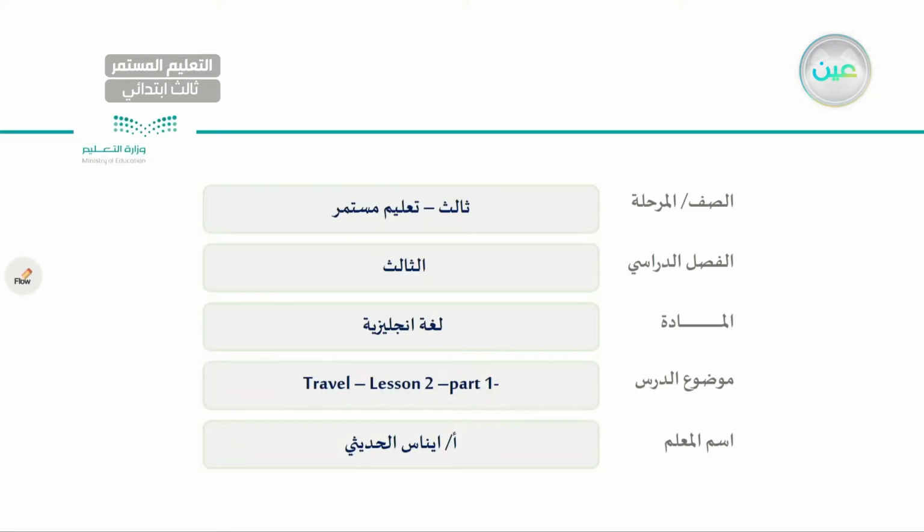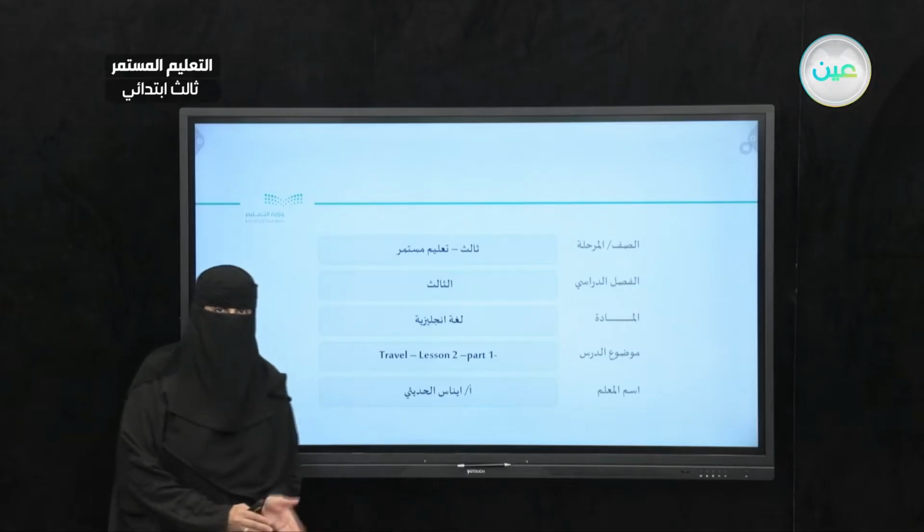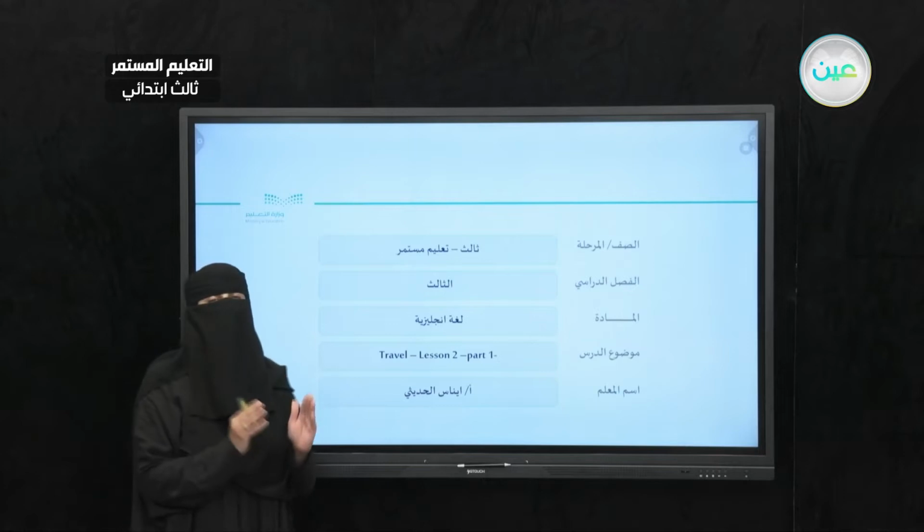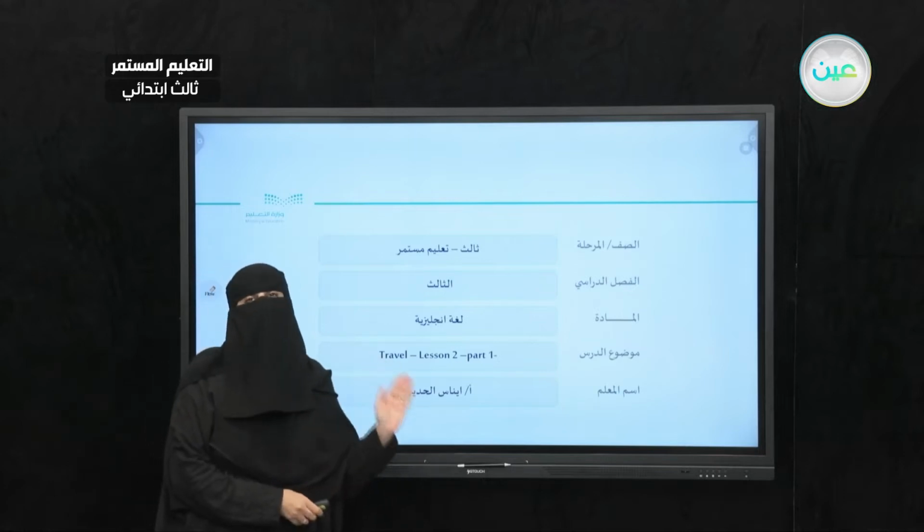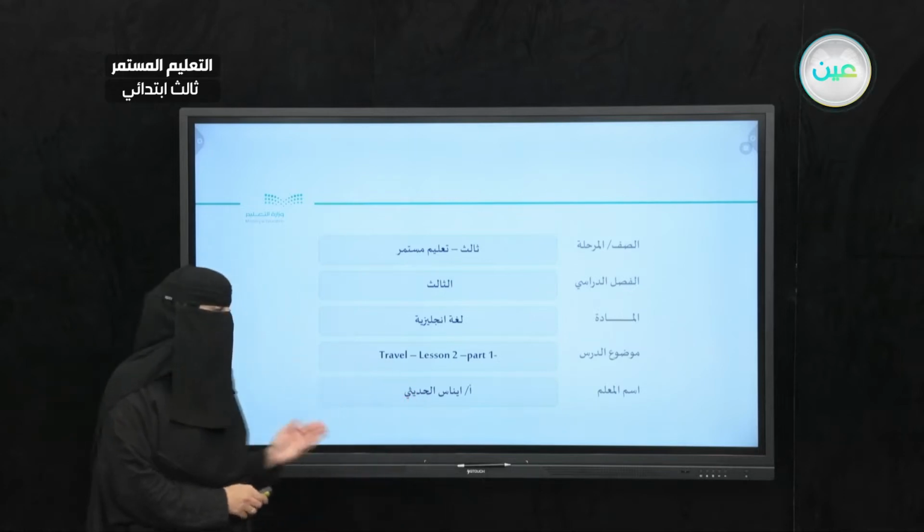As you can see, our topic or our lesson is travel and transportation. That's the second unit of book number 4. Today, inshallah, we will start with lesson number 2. And because this is a very important lesson, we will be dividing it into 2 parts. Today we will start with part number 1.